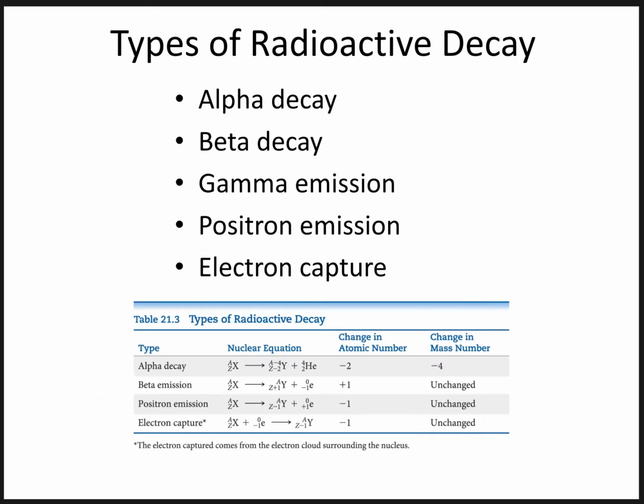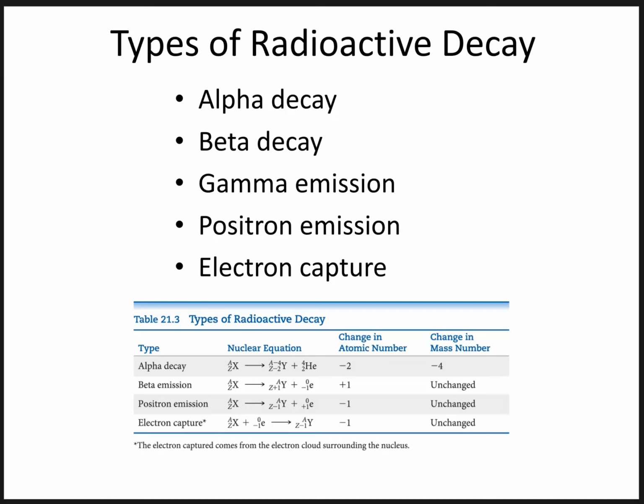So we have our types of radioactive decay, alpha and beta, which produce particles. We have gamma emission, which is energy. Then we have what's known as positron emission and electron capture. Positron emission is simply an electron with a positive charge instead of a negative charge. Electron capture is where an electron is actually absorbed into the nucleus.